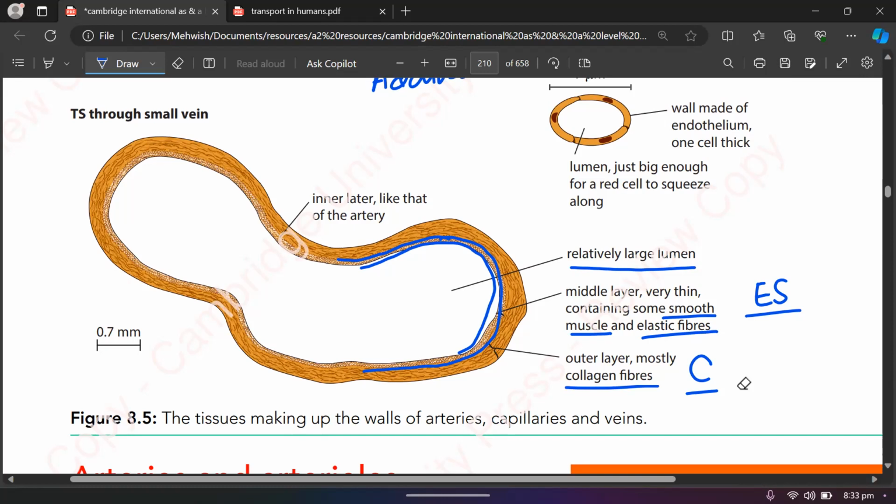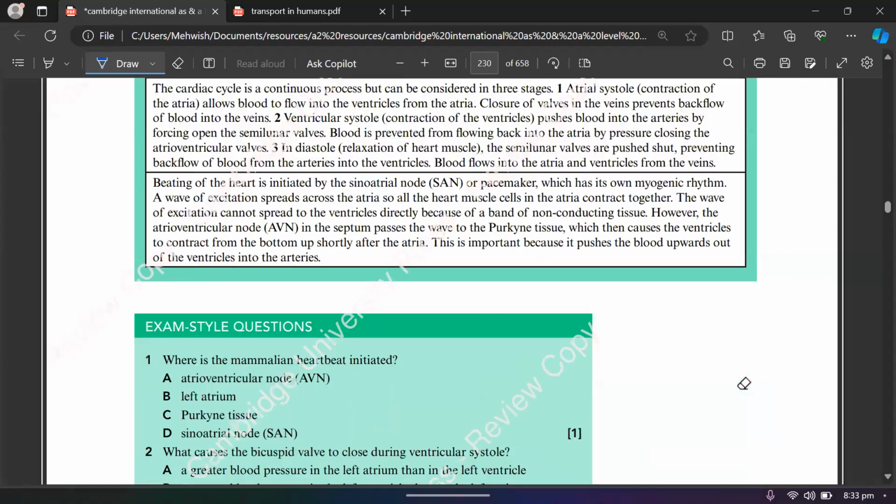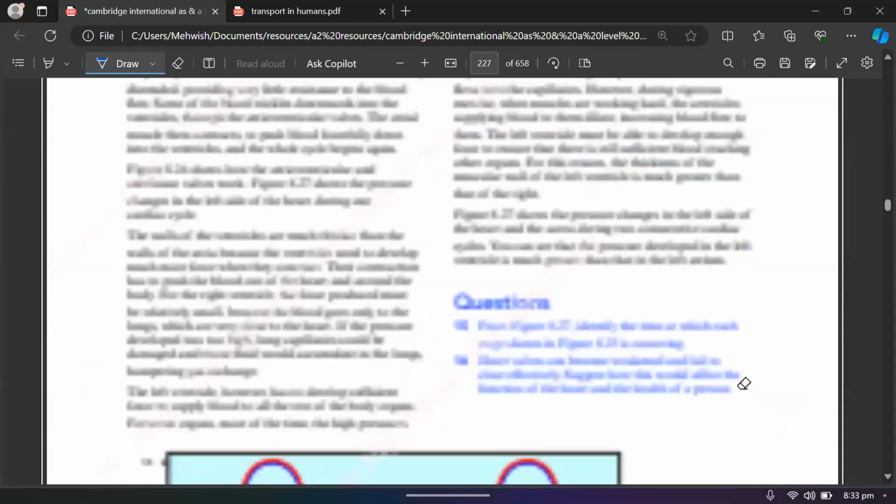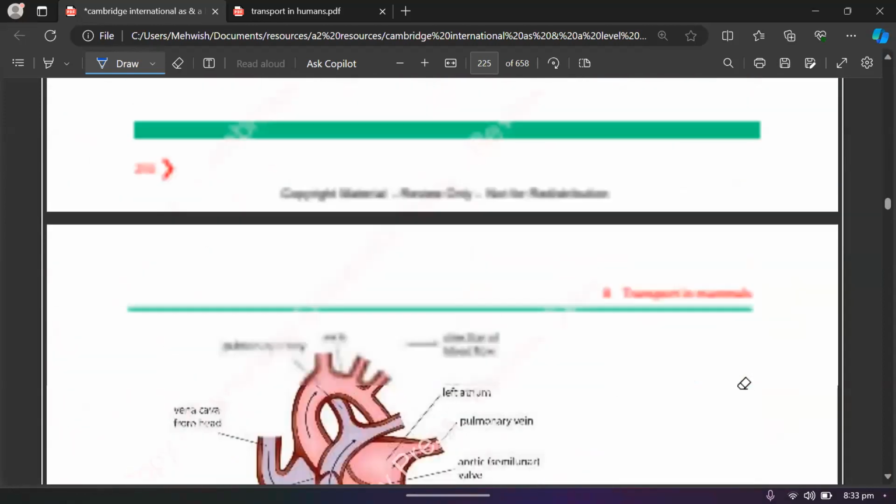Smooth muscles are also present. They are also supportive in nature. So this is the structure of a vein. Got it? And now let's see the structure of a capillary.